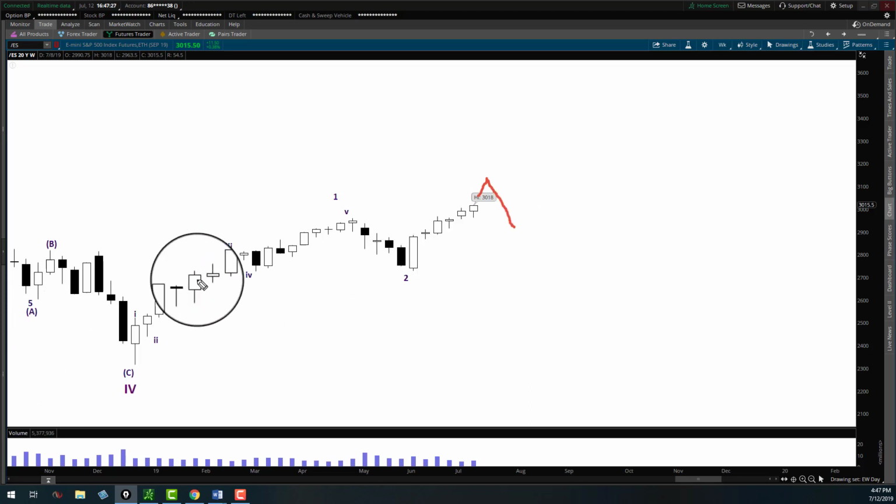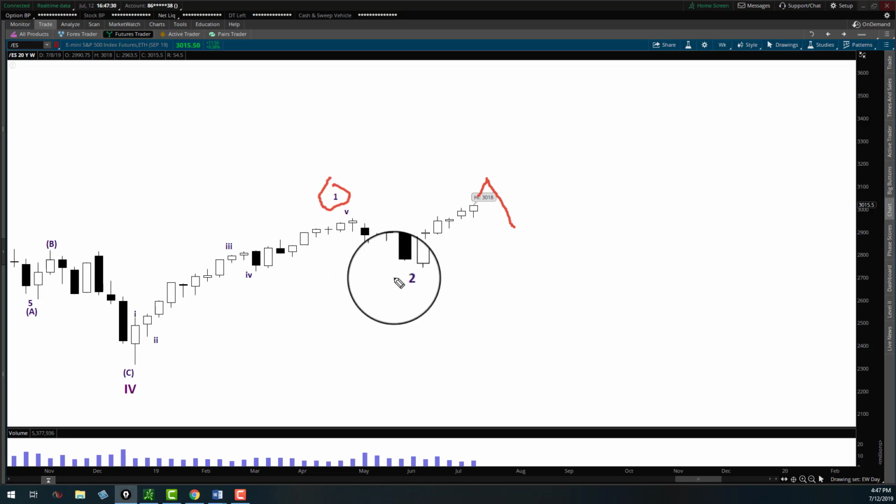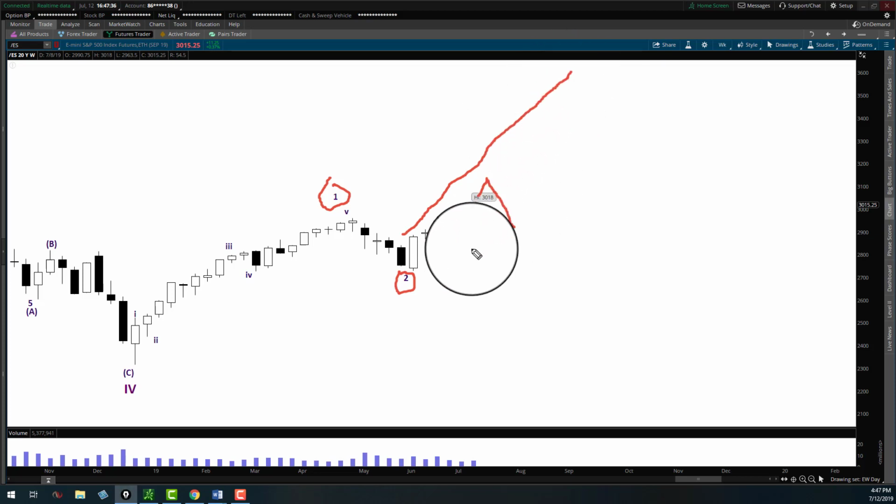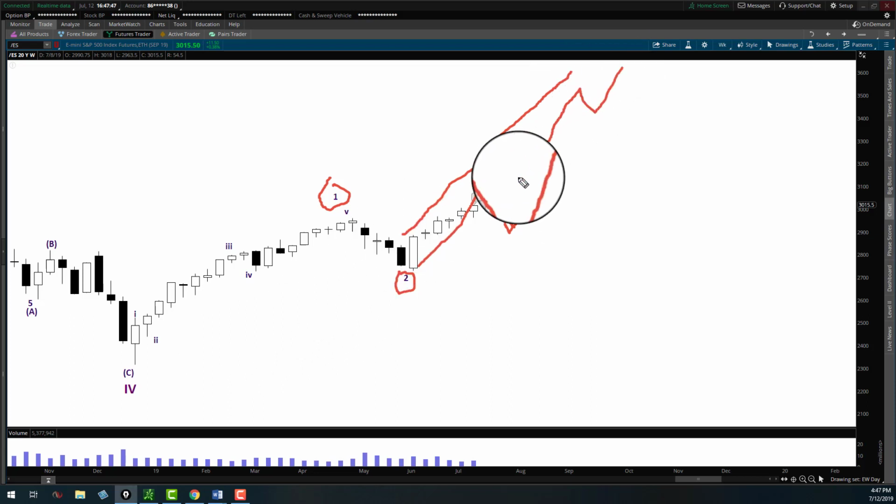If this is a 1 and this is a 2, then you're expecting wave 3. Wave 3 is usually the longest. Wave 3 is made up of how many waves? 5 waves. So if we get a pullback here, that could just be wave 2 of wave 3. So if we do get a pullback next week, don't bet the farm. Don't bet anything from my analysis. You have to do your own analysis.